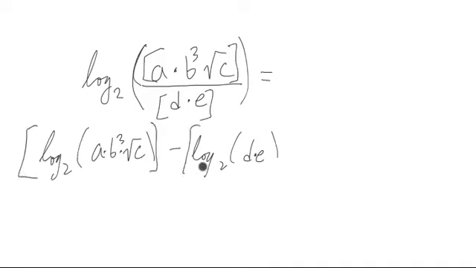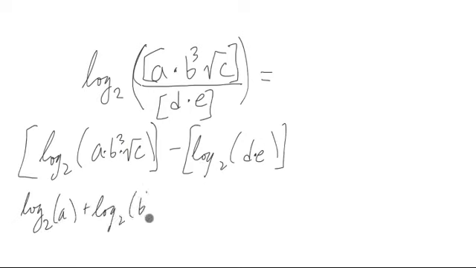This bit and this bit. So for the multiplications, we can write this. The multiplications on the inside become pluses on the outside. Log base 2 of a plus log base 2 of b cubed, that's a cube, b cubed, plus log base 2 of square root of c. Then we have minus. Now keep this bracketed here.